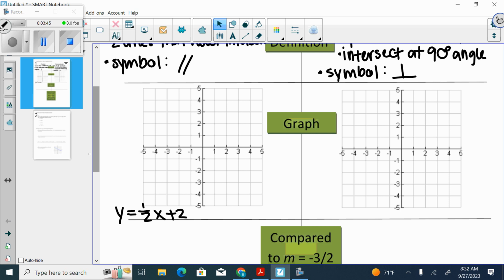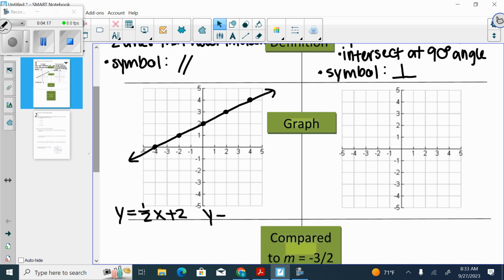All right, so I'm going to go ahead and graph this line. I would first put down the y-intercept, which is at 2, good, and has a slope of 1/2, so that means we're going up 1/2. All right.